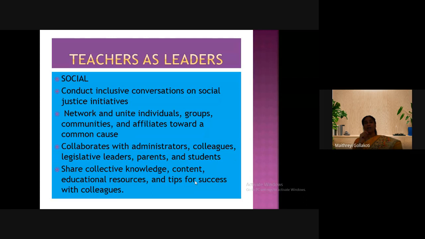Next, share knowledge, content, educational resources, and tips for success with colleagues. I have already discussed this. It is not enough if you lift yourself, you should uplift others also along with you. So, for that, we need to discuss whatever we are learning and doing. Now, this is what we are doing here today, isn't it? We are sharing our views here on this platform. So, like this, we can share our views on different platforms and enjoy the success, enjoy the process of learning, the process of teaching together. Next, please.